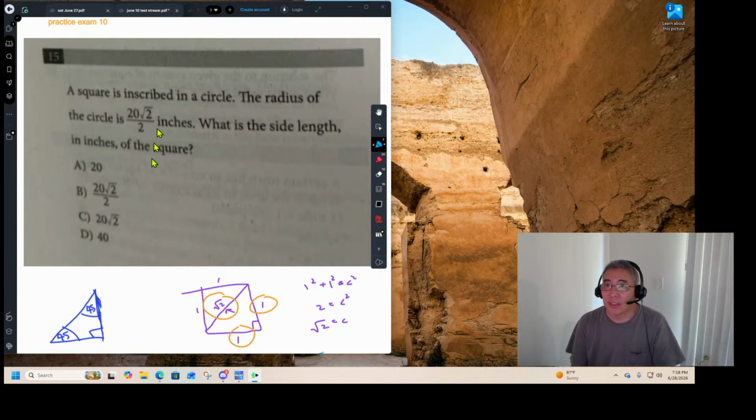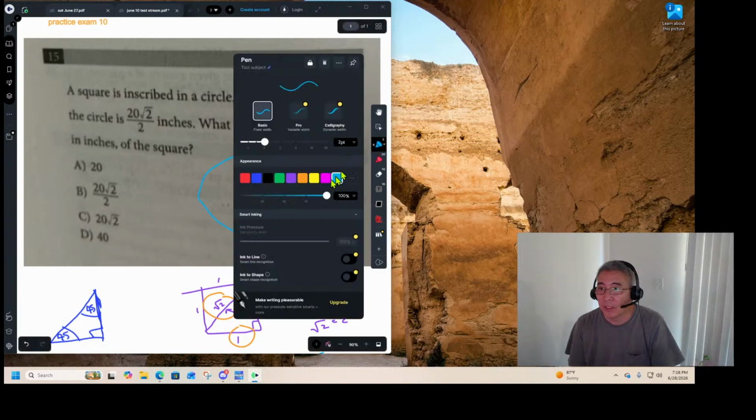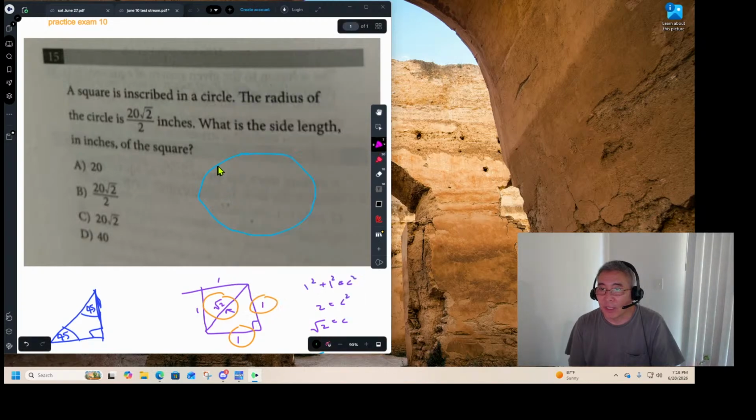It says that a square is inscribed in a circle. I always advise people to draw a picture. So you have a circle, and I'm going to inscribe a square inside of it. Inscribe means that it's written inside as big as possible. So I have a pink square inscribed inside of a blue circle. The radius of the circle is 20 square root of 2 over 2. What is the side length in inches of the square?